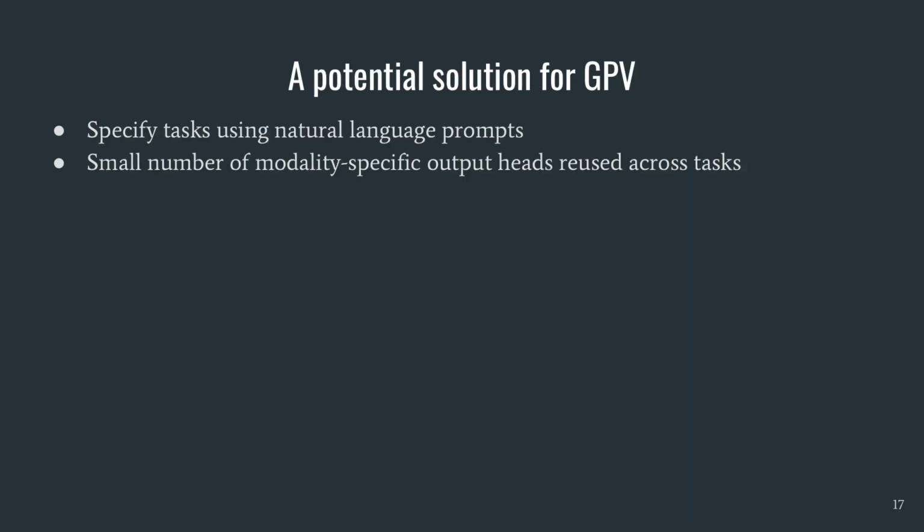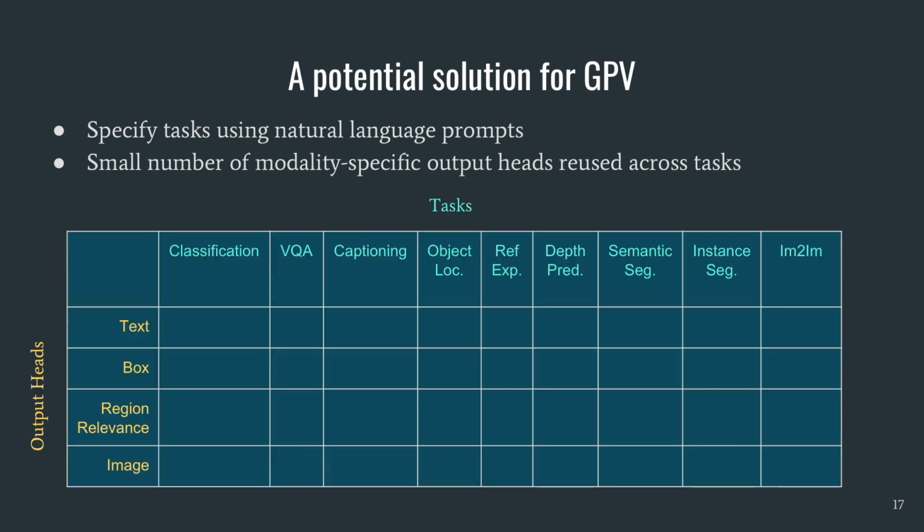So here's what one potential solution for GPV could look like. We could let the tasks be specified through natural language prompts, and we could equip our model with a small number of modality-specific output heads that are reused across tasks. For instance, if a model is equipped with only 4 output heads for producing text, bounding boxes, region relevance scores, and images, the model could be trained on a diverse set of tasks.